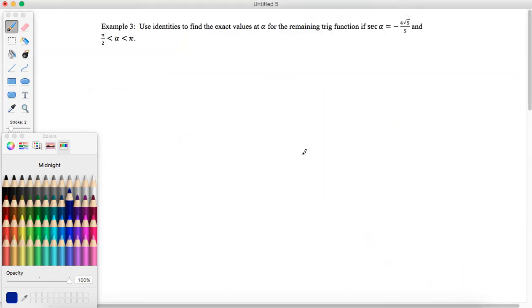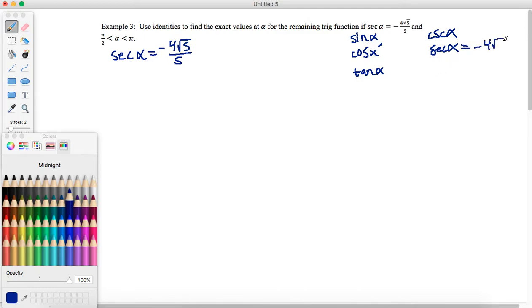Here, it says use identities to find the exact values for the remaining trig functions of alpha if secant of alpha equals negative 4 square root of 5 over 5, and my angle is between pi over 2 and pi. So I have that secant of alpha equals negative 4 square root of 5 over 5. I want to find sine alpha, cosine alpha, tangent alpha, cosecant alpha. I already know secant alpha. And I want to know cotangent of alpha.